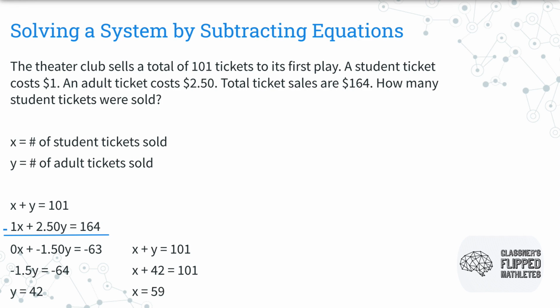You can double check to make sure that this works by plugging in 59 for x and 42 for y. 59 plus 42 is 101, and 1 times 59 plus 2.5 times 42 gives us 164. So we know we got it correct.